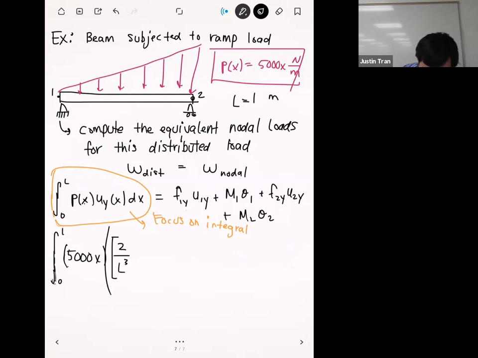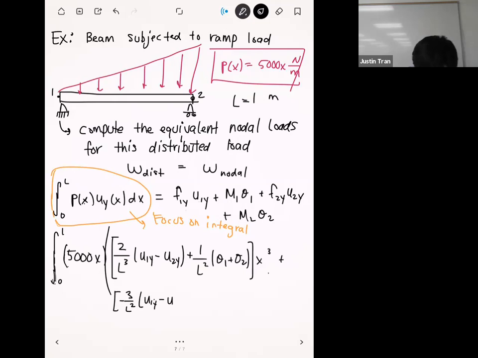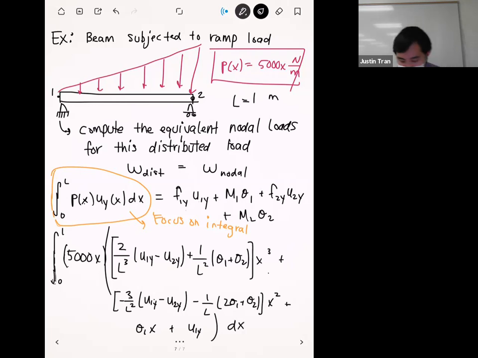So we have 2 divided by L cubed times U1y minus U2y plus 1 over L squared times theta 1 plus theta 2, and all this is multiplied by x cubed, plus minus 3 over L squared U1y minus U2y, but minus 1 over L times 2 theta 1 plus theta 2, all multiplied by x squared, plus theta 1x plus U1y. And of course, we're multiplying by dx.